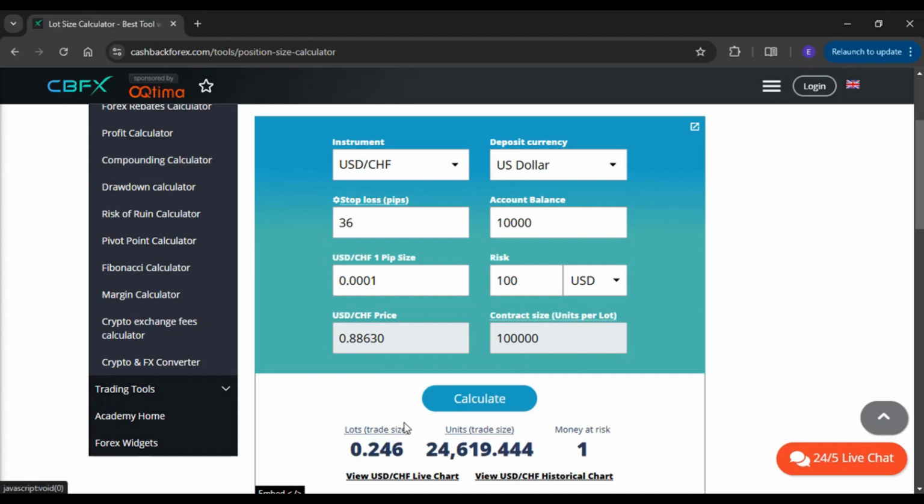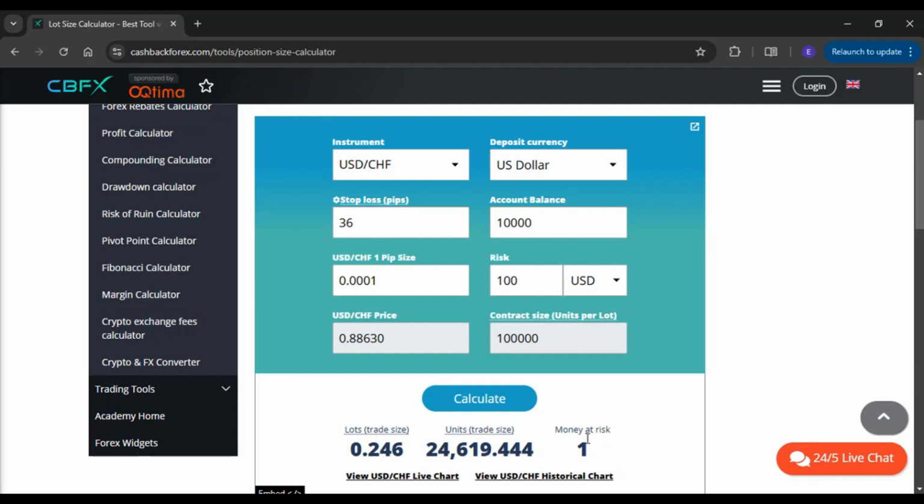Now calculating that will give you the lot size you are supposed to use for that trade. So as you can see, the lot size here is 0.246. Now on your TradingView, the lot size only permits you to input just two numbers after the decimal point. So what you need to input on your MetaTrader platform, that is on your broker platform, is 0.24 to get into this trade.